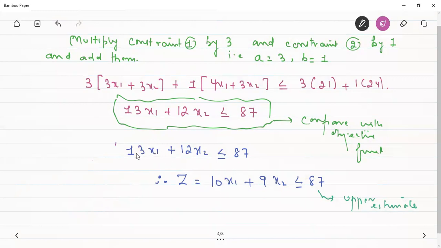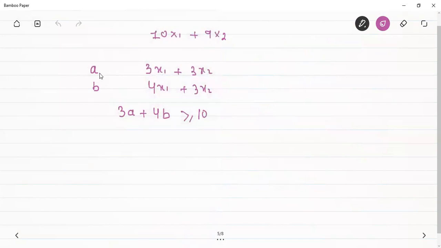And see, the coefficient of x1 here is 13, but the coefficient of x1 in the objective function is 10. Therefore, 13 can go down maximum up to 10. This coefficient can't be less than 10. It has to be greater or equal to 10. It can be 10, 11, 12, 13, 14, 15, okay? But it can't be 9, because if I get a coefficient of 9, I can't compare the objective function with this inequality. Therefore, this coefficient of x1, that is 3a plus 4b, should be greater or equal to 10.